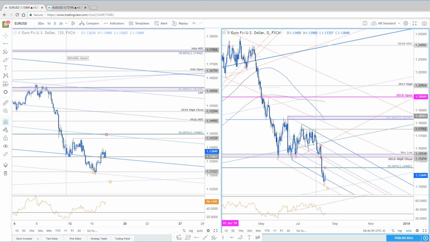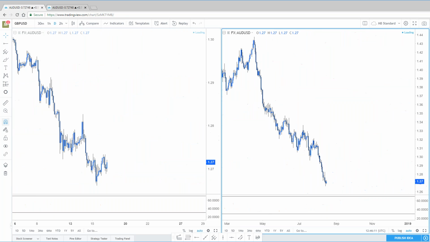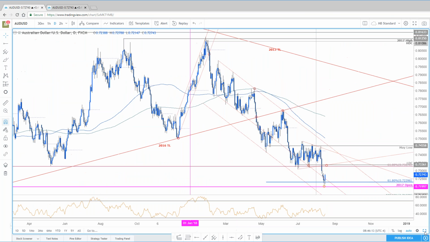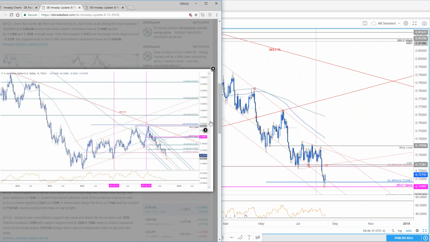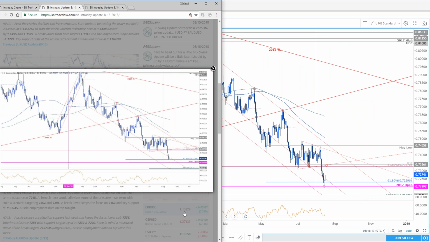Here's what Aussie looks like on the daily charts. Okay, and here's what we looked like last night. And kind of the major focus here was, look, 72 was a level we were watching. 2017 open. Near term, there's some slope there that we'll show you in just a moment. But on a closed basis, guess what?